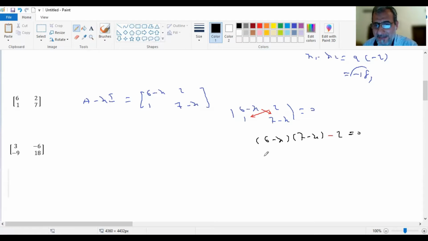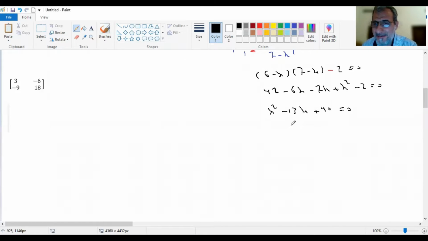Now 6 times 7 is 42. 6 times negative lambda is minus 6 lambda. Negative lambda times 7 is minus 7 lambda. Lambda times lambda is lambda squared, minus 2, equal to 0. So I have lambda squared minus 13 lambda, because negative 6 minus 7, and 42 minus 2 is 40, plus 40 equal to 0.